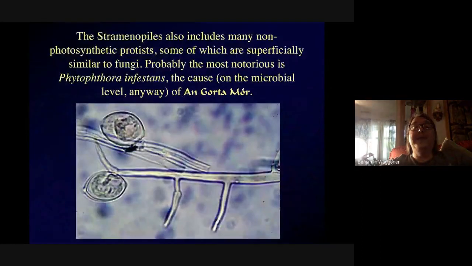They also include many non-photosynthetic protists, some of which outwardly look like fungi. This one's probably the most famous, Phytophthora infestans, noted because it caused An Gorta Mór. Any of you guys know what An Gorta Mór is? That's Irish for the Great Hunger. Anybody know what happened in Ireland beginning in 1846? There was a mass disease of the potato crop.